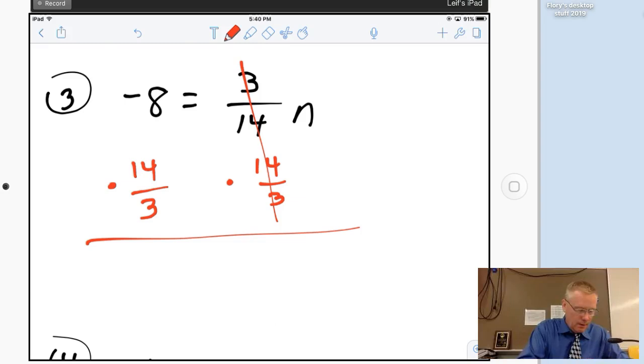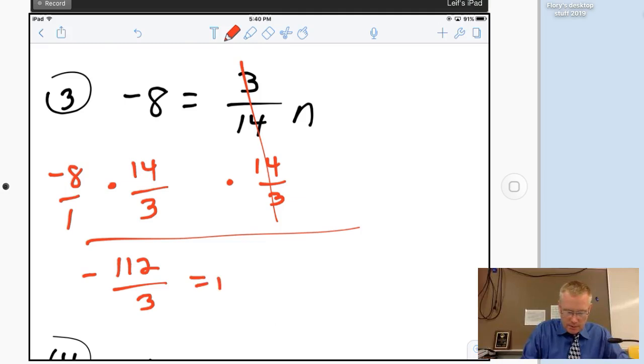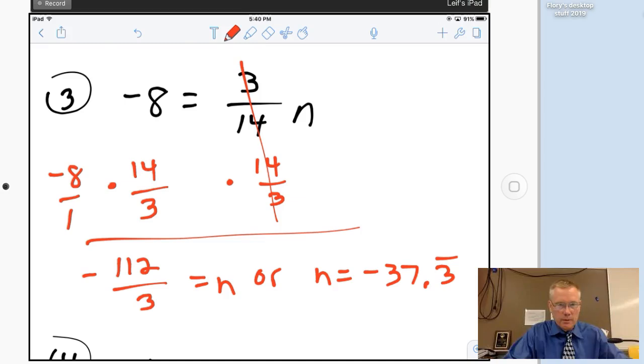And you could do one of two things. I could either take 8 over 1 and multiply it by 14 over 3. So 8 times 14 would be my numerator, which is 112 over 3. And it would be negative. Or you could punch it into a calculator and give a decimal, which would be negative 37.3 repeating. Right? Put the bar over the 3 to repeat. One of those two things would work for you.